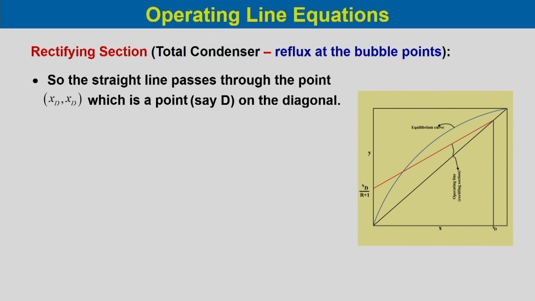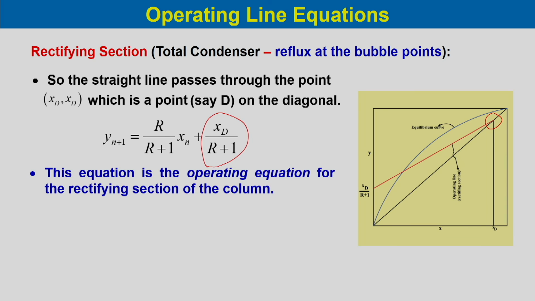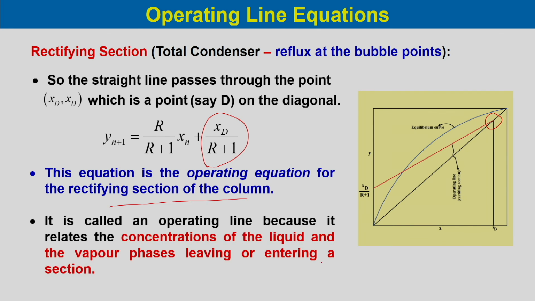So, the straight line passes through the point xD, say point D over here, on the diagonal, and we have the intercept xD by R plus 1. So, we will have the operating line equation for the rectifying section. It is called an operating line because it relates the concentration of the liquid and the vapor phases leaving or entering a section. That is why it is called the operating line.